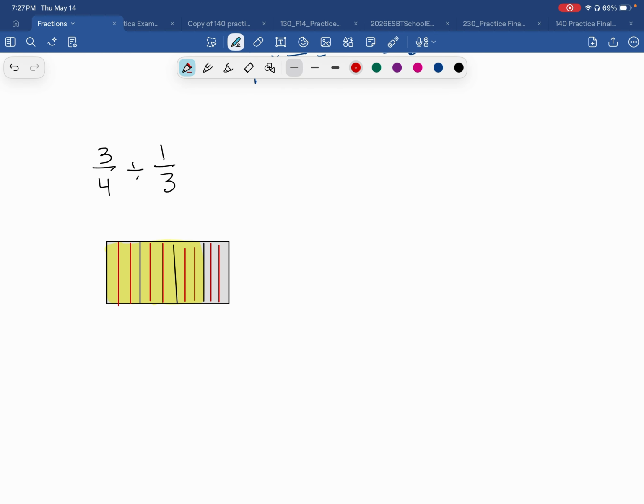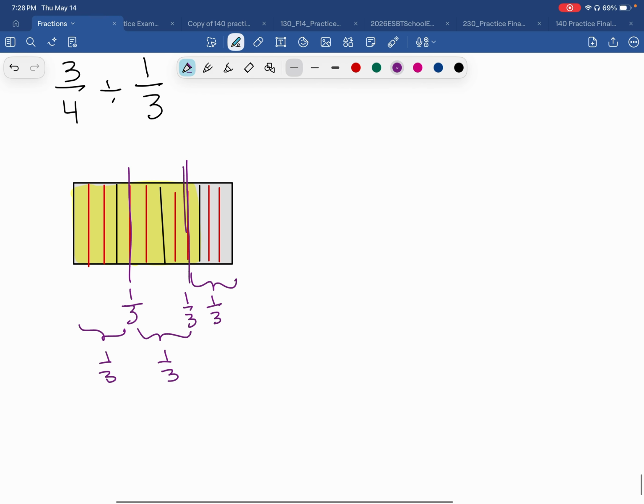So if I have 12 pieces, a third of them would be 4 of them. So this 1, 2, 3, 4. Here's my third. 1, 2, 3, 4. There's another third. Okay. So far I have, there's a third. Here's a third. And then this whole thing is a third, but I don't have all of that one, right? Not all of that one is shaded.